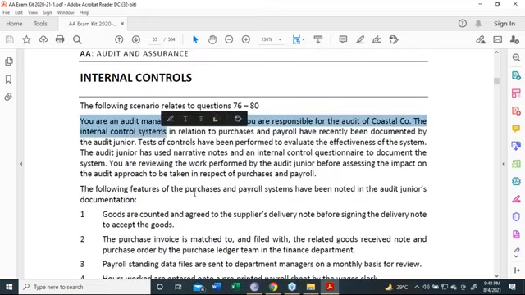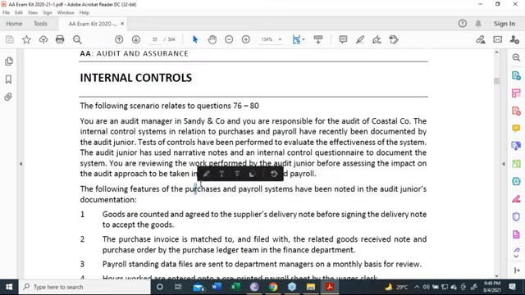You are an audit manager in S company and you are responsible for the audit of C company. The internal control systems in relation to purchase and payroll have recently been documented by the audit junior. Tests of controls have been performed to evaluate the effectiveness of the system. What's the reason of applying test of controls? Just to make sure the system is operating effectively.